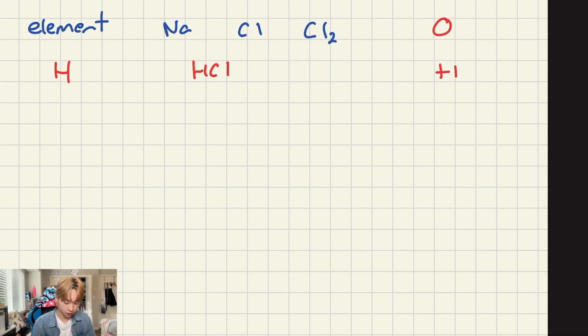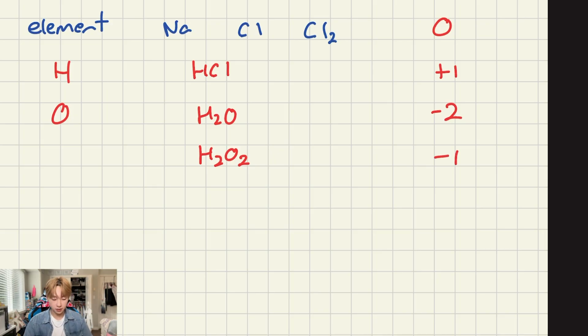Next is oxygen in a compound, such as H2O, and they will have an oxidation number of -2. Unless it's in a peroxide or an oxide. For example, in hydrogen peroxide, our oxygen is going to be -1. But that's just an exception. It's kind of rare.